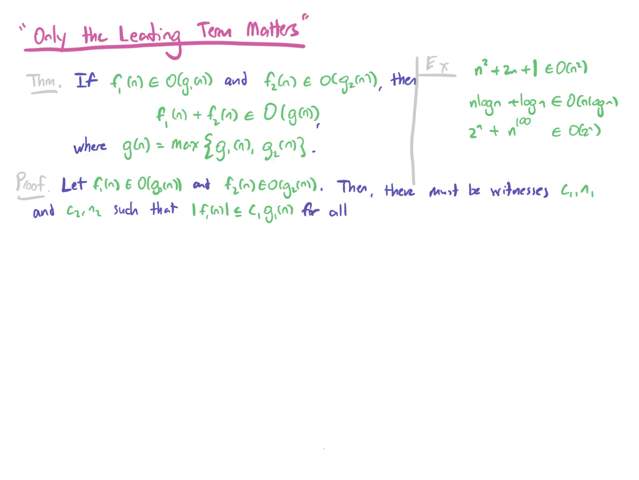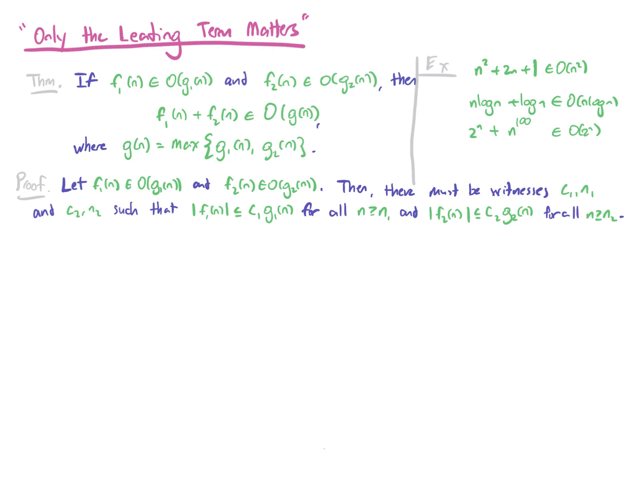for all n greater than n1. And the second one, f2 of n in absolute value is less than or equal to c2 times g2 of n for all n greater than n2. So this is just me cashing out the definition of big O notation. It's what I'm assuming in my hypotheses.